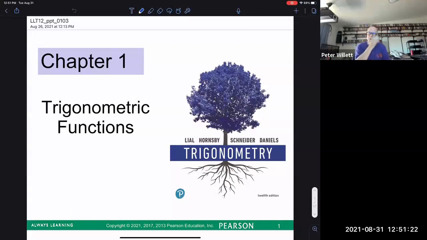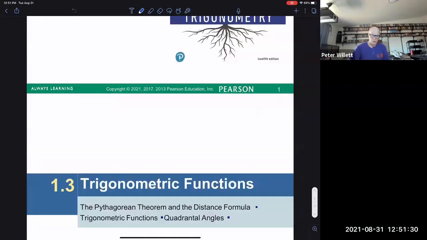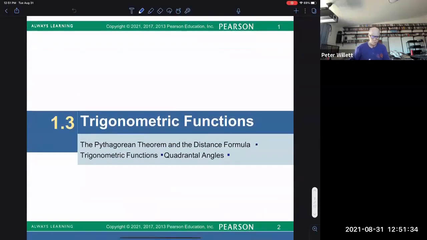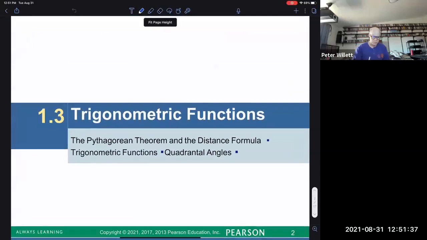So today we're going to take a look at 1.3, meaning chapter 1, section 3 of our textbook. So in section 3, let's blow this up a little bit. It says we're going to look at the Pythagorean theorem and distance formula, and then we're going to introduce trigonometric functions.